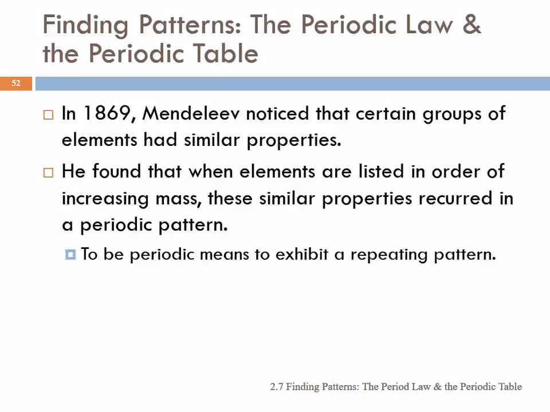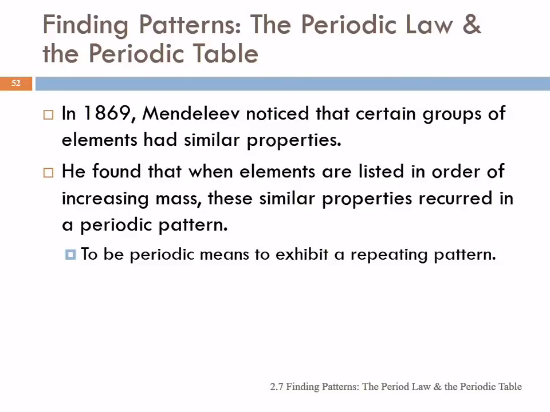Finding patterns. So we're going to jump back in history a little bit, to 1869. Dmitry Mendeleev was a Russian scientist. He noticed that certain groups of elements had similar properties. Many elements were known in 1869, but many were discovered later, so he didn't have all of these elements.